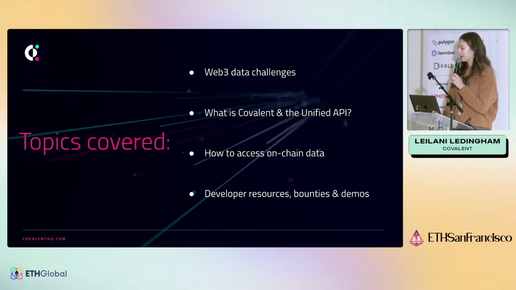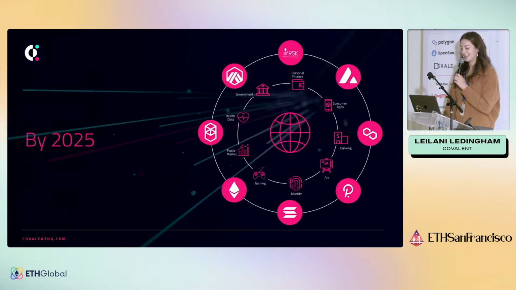What is Covalent, the unified API? How to actually access on-chain data for some of your builds, and then just a bunch of resources and our bounty and demos and a whole bunch of stuff to get you started, basically.